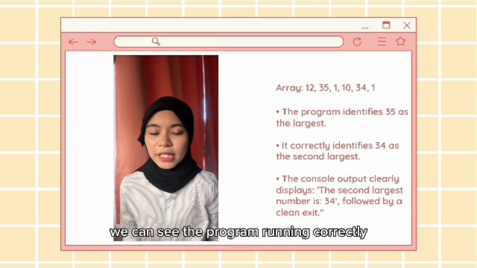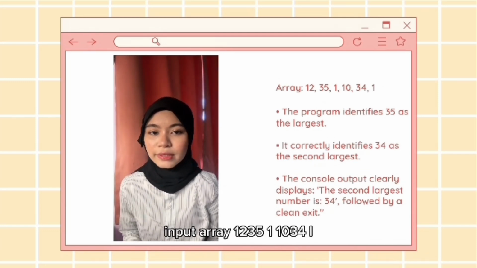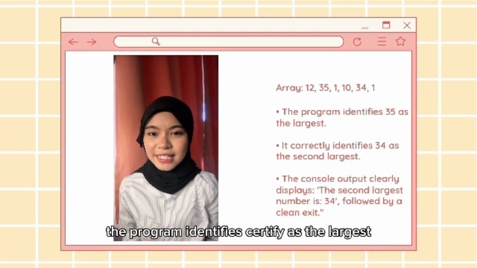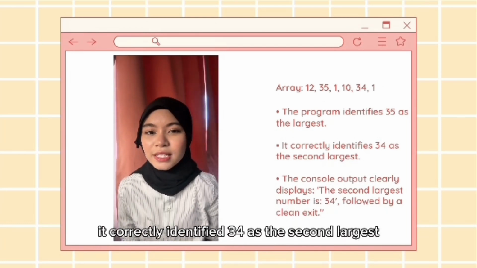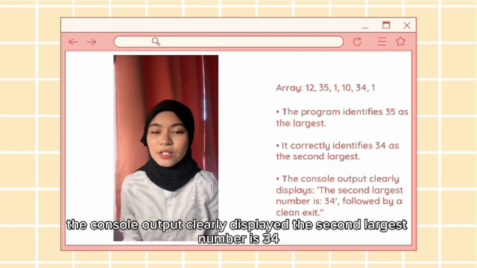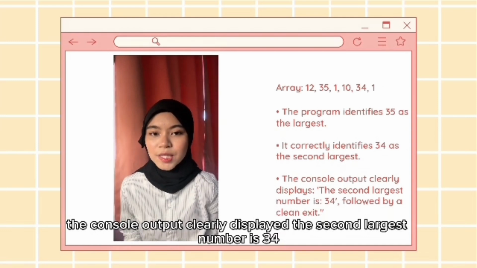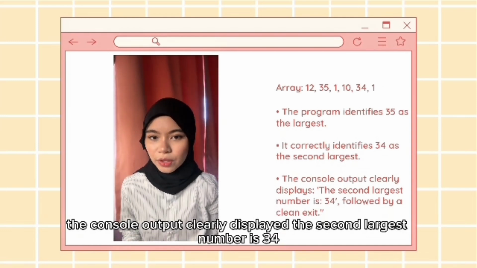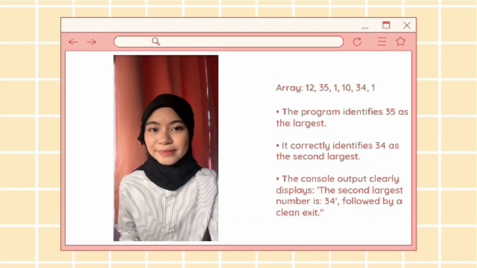For the visual demonstration, look at the sample output. We can see the program running correctly. Input array: 12, 35, 1, 10, 34. The program identifies 35 as the largest. It correctly identifies 34 as the second largest. The console output clearly displays that the second largest number is 34, followed by a clean exit.